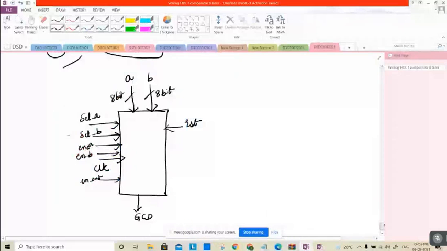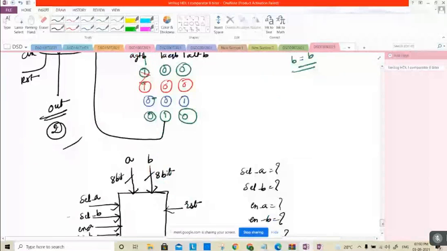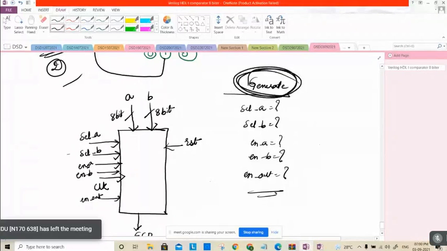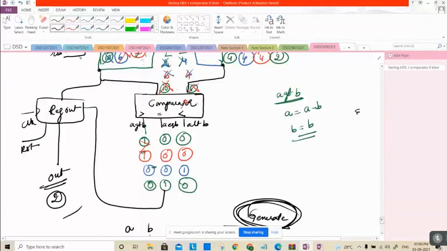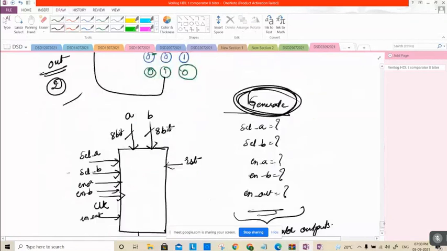Now, how are you going to give these values? How will you give selection A, selection B, enable value A, enable value B? Sir, connect to the lower blocks' outputs, the out values, right. Now for that, we are supposed to generate even that also. How you will be generating those things depends upon the comparator outputs. Based on the comparator outputs, the selection A, selection B, enable A, enable B values will be generated.